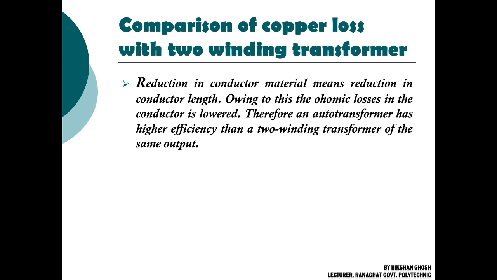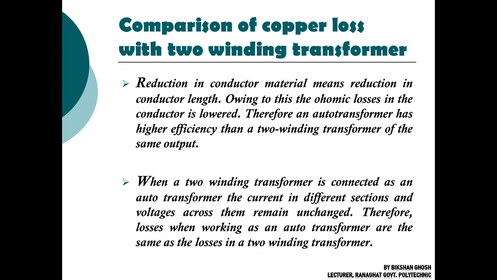Therefore, an autotransformer has higher efficiency than a two-winding transformer of the same output. This means the efficiency of an autotransformer is higher as the losses are lower. Next, when a two-winding transformer is connected as an autotransformer, the current in different sections and voltages across them remain unchanged. Now, as you can see here, the same two-winding transformer is connected as an autotransformer.